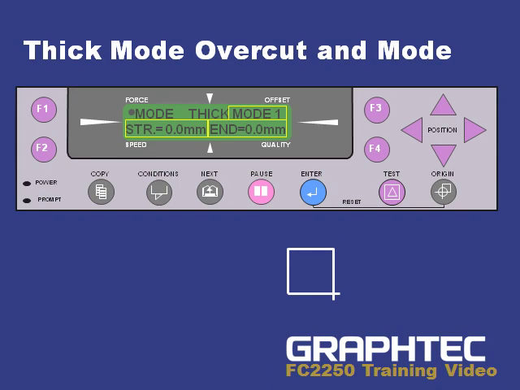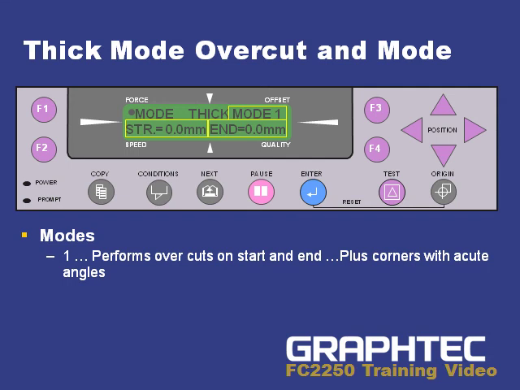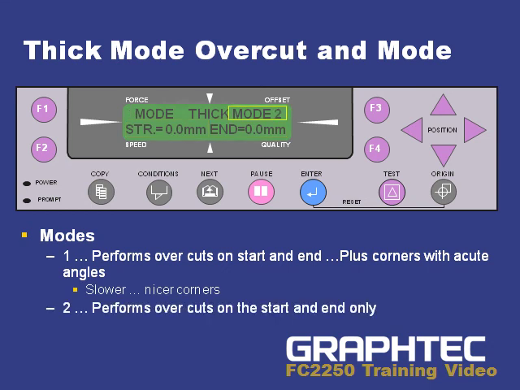Like I said, there's two modes. If mode is set to 1, what it does is it performs the overcuts on the start and end using those values, plus the corners with acute angles. It'll also perform this overcut. It's slower, but you get nicer corners. Whereas mode 2 performs overcuts on the start and end points only. It's faster, but I would recommend it for thinner materials.